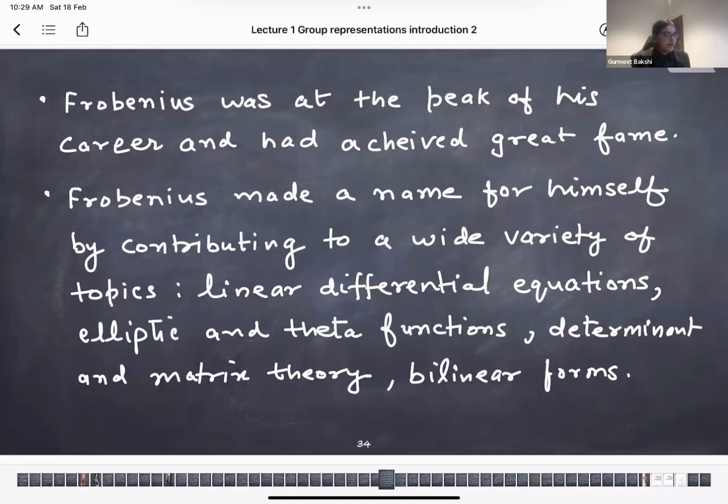Frobenius was at the peak of his career and had achieved great fame at that time. He made a name for himself by contributing to a wide variety of topics: linear differential equations, elliptic and theta functions. He was quite good with determinants and matrix theory by linear forms. That is why Dedekind posed this question to Frobenius.